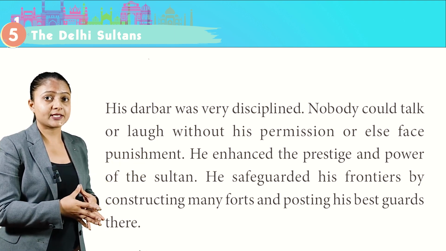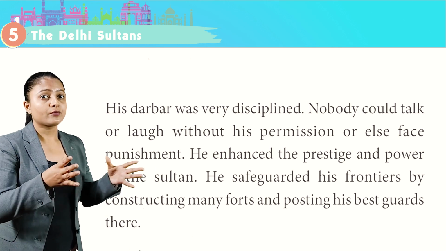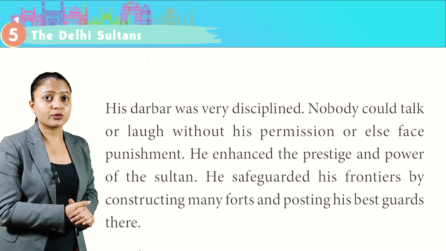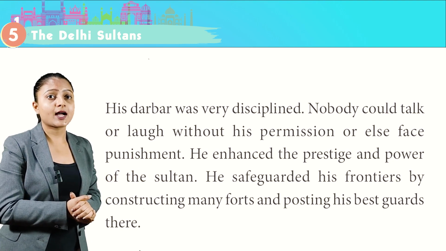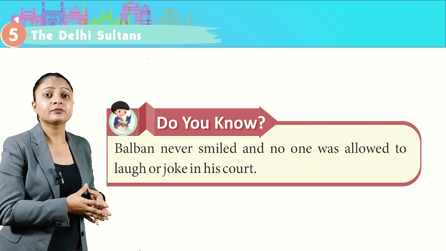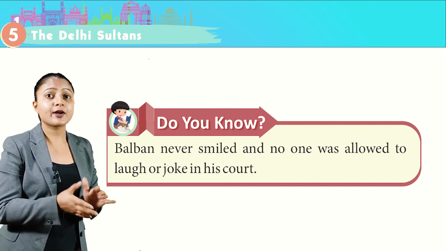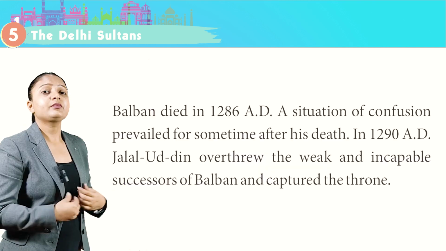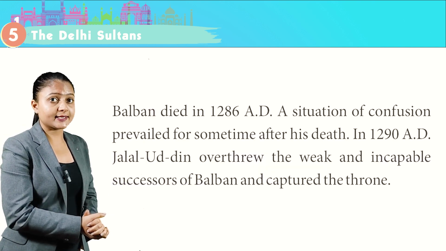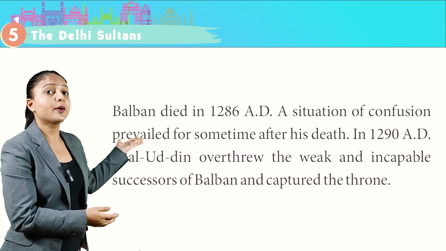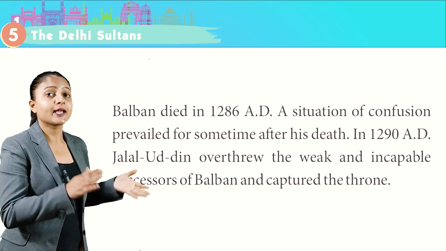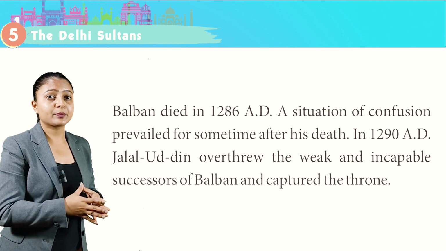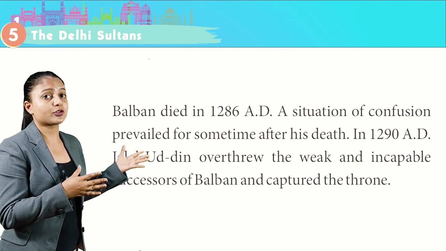He enhanced the prestige and power of the Sultan. He safeguarded his frontiers by constructing many forts and posting his best guards there. Do you know? Balban never smiled and no one was allowed to laugh or joke in his court. Balban died in 1286 AD. A situation of confusion prevailed for some time after his death. In 1290 AD, Jalaluddin overthrew the weak and incapable successor of Balban and captured the throne.